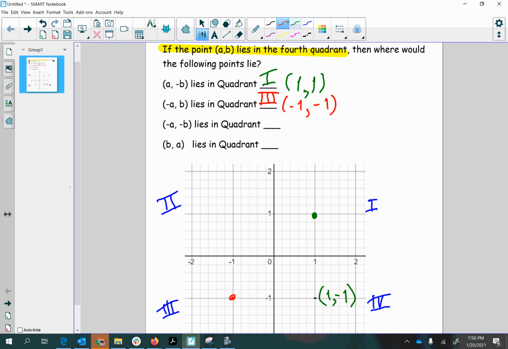Now the next one is where both the x coordinate and the y coordinate get their signs changed. So the positive 1 that we had for x in the original point gets its sign changed to a negative 1. The negative 1 y coordinate will be changed to a positive 1. And so now (negative 1, positive 1) is here, which is in quadrant 2.